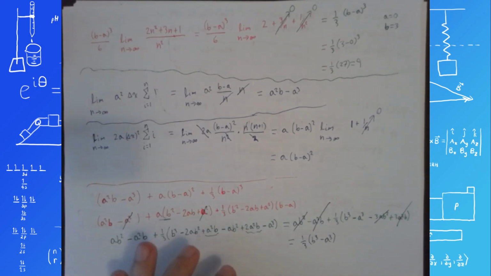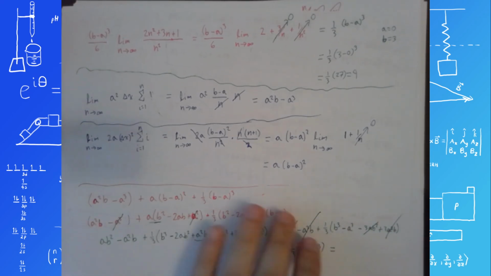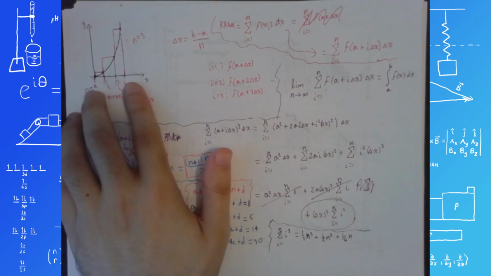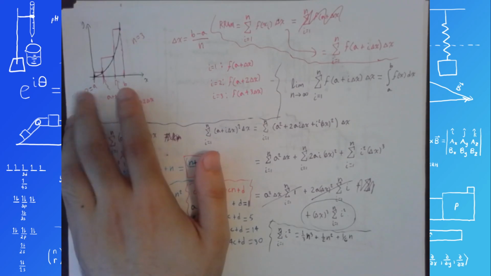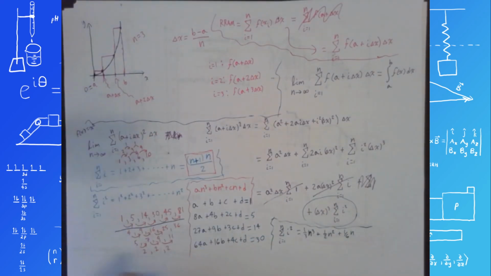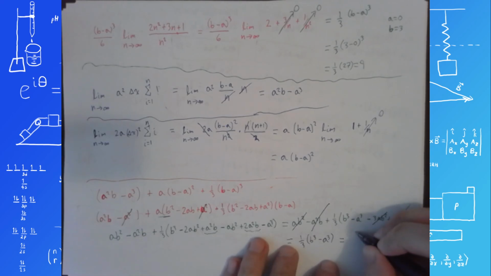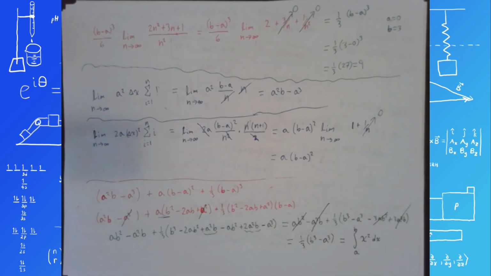So this over here, this 1/3 b cubed minus a cubed, can be represented as follows. The original function we started with was the function f of x equals x squared, and we were calculating the area under its curve from 0 to 3, from a equals 0 to b equals 3. So we represent this in calculus as the integral from a to b of the function x squared integrated with respect to x.